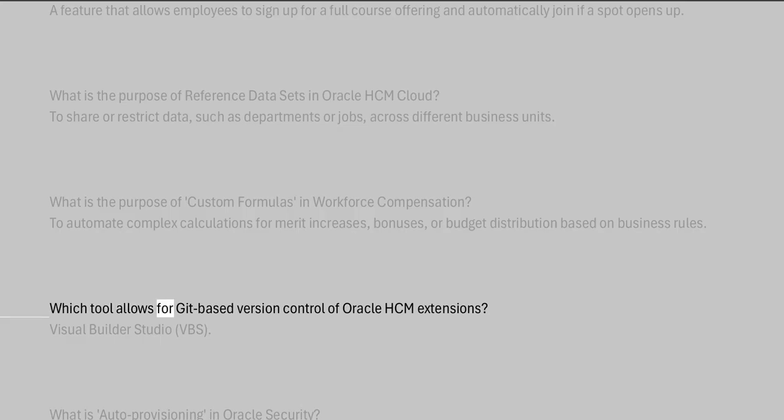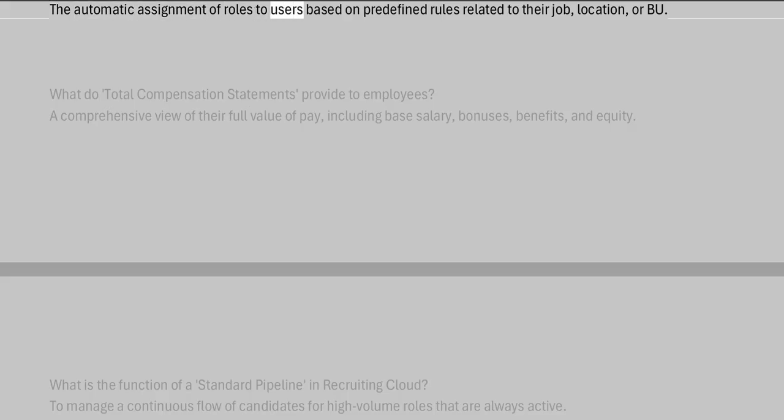Which tool allows for Git-based version control of Oracle HCM extensions? Visual Builder Studio, VBS. What is auto-provisioning in Oracle Security? The automatic assignment of roles to users based on predefined rules related to their job, location, or BU.